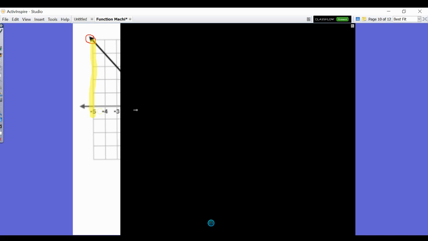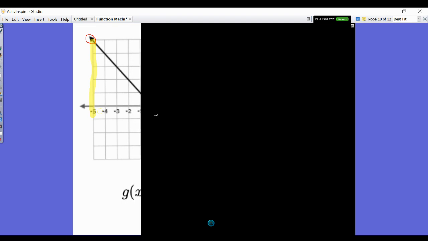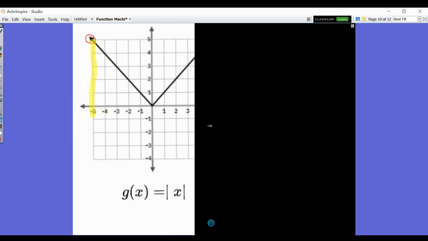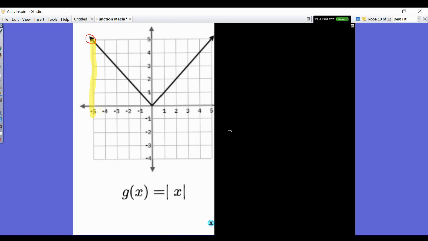I'm going to keep sliding my black screen over because I'm going left to right, left to right, until I run out of, oh my goodness, you guys, I've run out of graph.